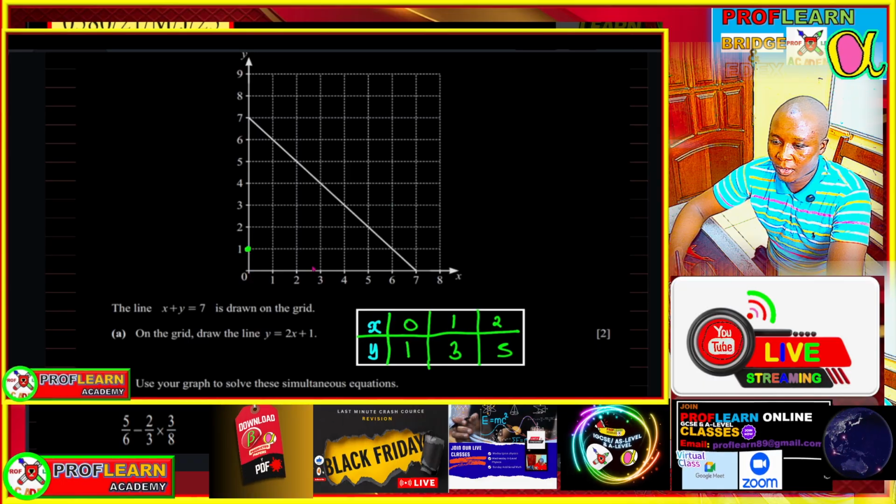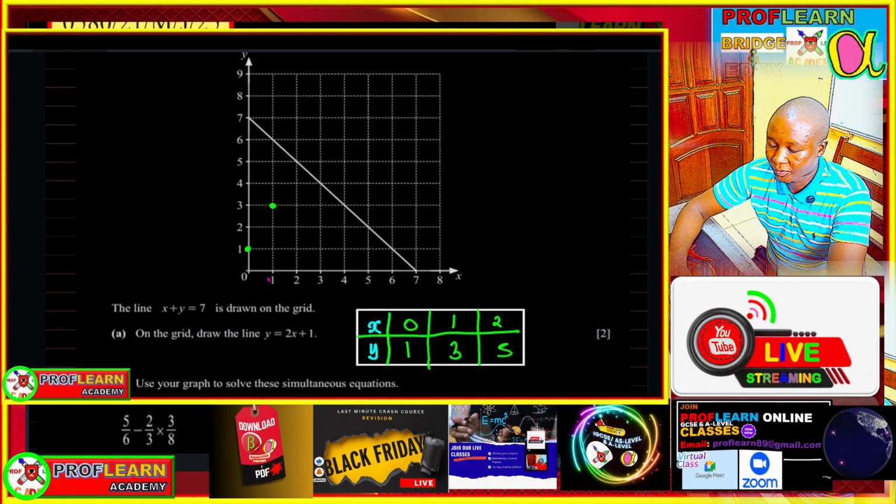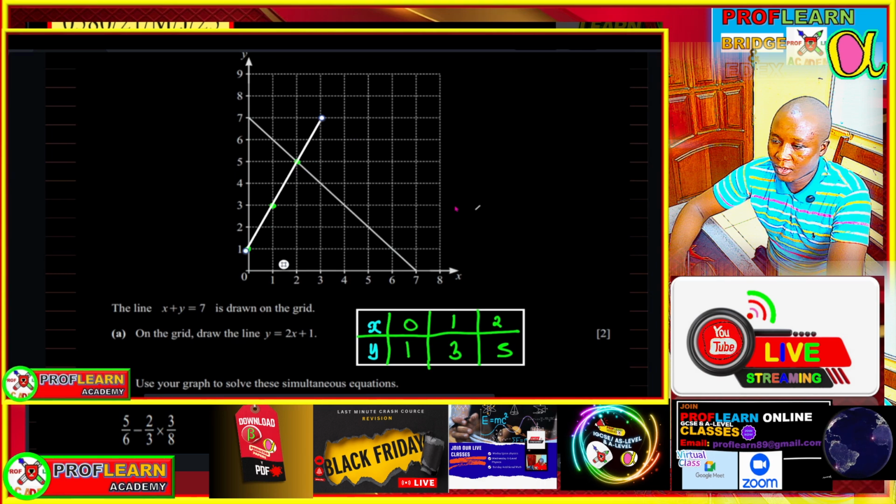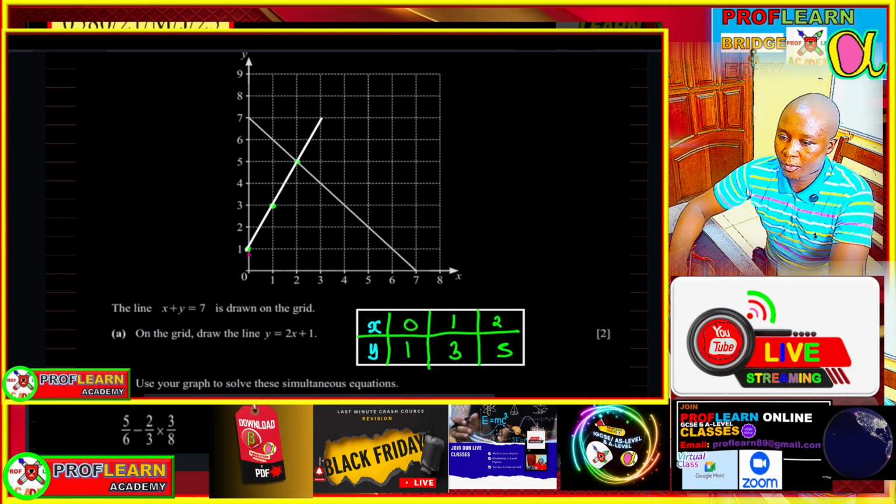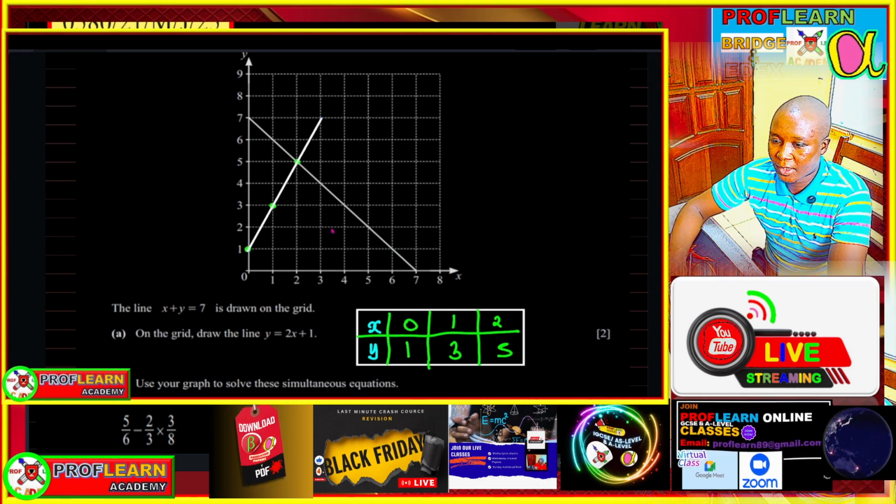(0, 1) will be here. (1, 3) will be somewhere here. And (2, 5) will be up here. Then I can now draw a straight line joining the points, and I'll be able to find my line, and the point of intersection is shown there for the two lines.